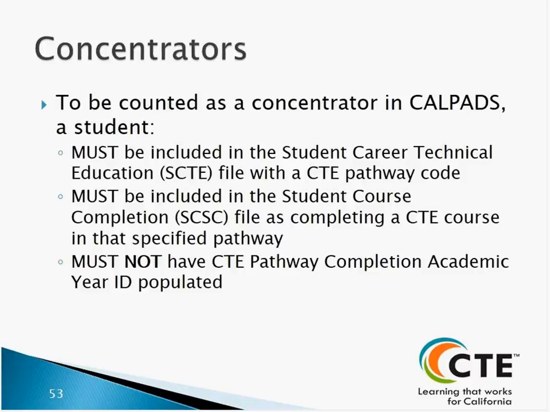What do you do in CALPADS for your concentrators, Paula? All you need to do is basically submit that pathway code in the Student Career Tech Ed file. Concentrator, not a completer, so the completion academic year is null. Now, I know from going on these different road shows that there are some systems that derive who your concentrators are based on what courses they're taking. That works perfectly well, but to submit the data to CALPADS, they do have to derive by student what pathway they're in.